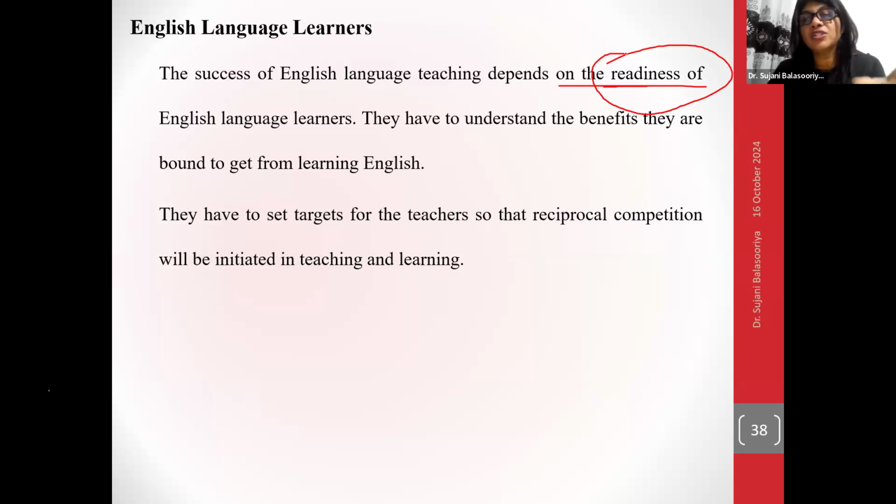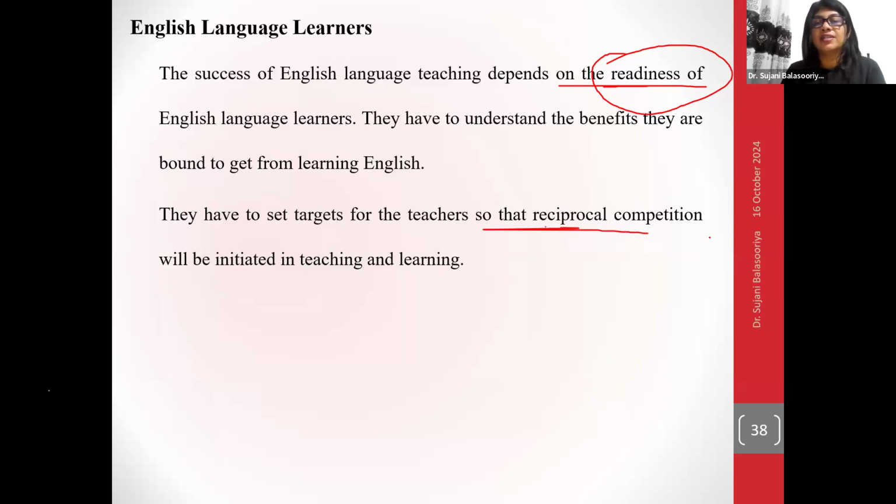Now, however much the teacher is qualified and the teacher has the expected requirements, the capacity, knowledge, competency, everything, still, if the learners are not ready to learn English, then there won't be effective teaching learning process. After all, learners should understand why they should learn English and what are the advantages of learning English. At the first place, they should have that understanding. And they have to set targets for the teachers so that reciprocal competition will be initiated in teaching and learning.